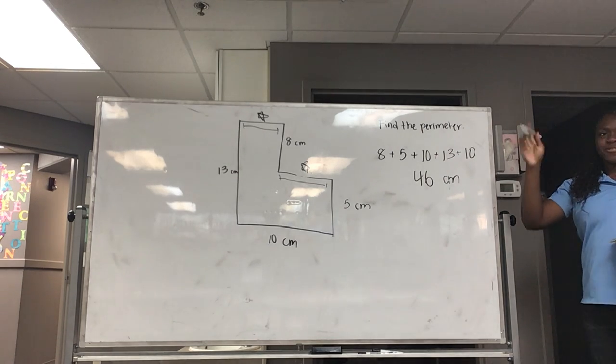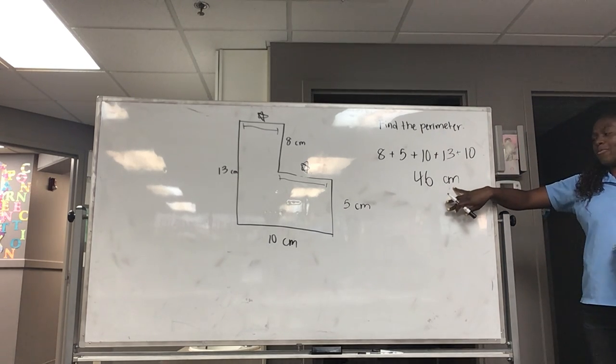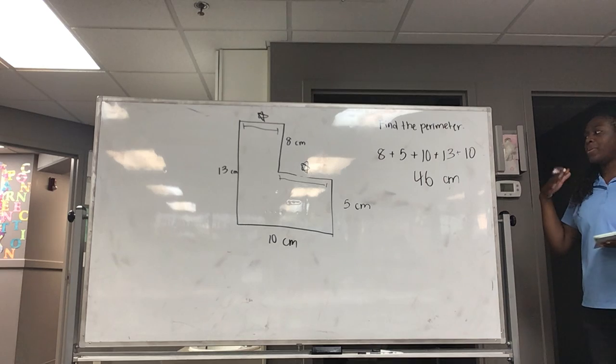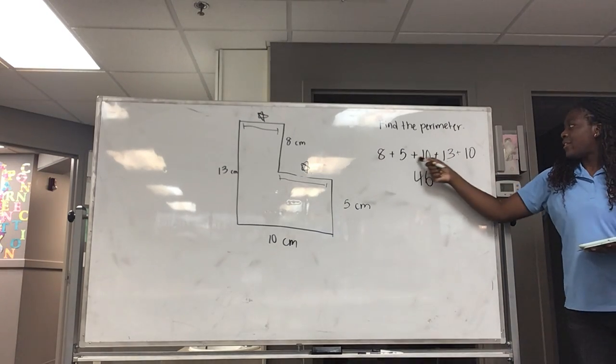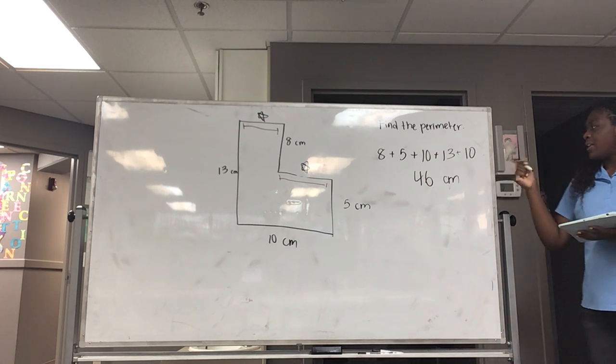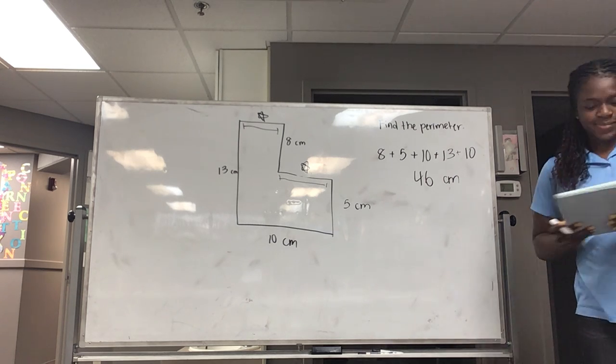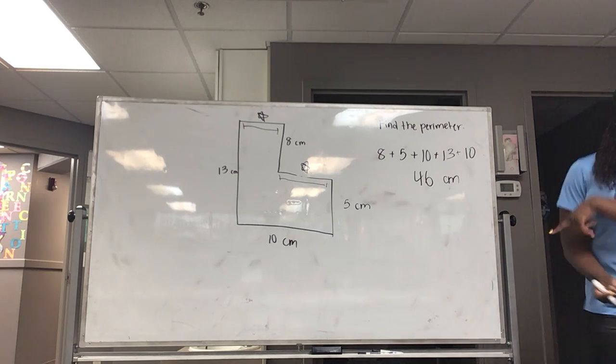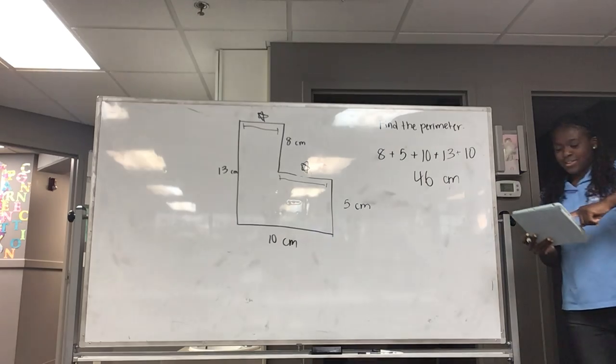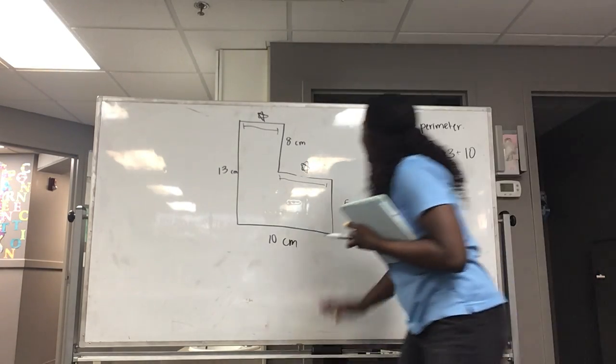And then remember, if we're doing perimeter, it's just centimeters, but if we talk about area, it would be centimeters squared or meters squared. But yeah, so 8 plus 5 plus 10 plus 13 plus 10 is 46. Okay, any questions about this? Alright, we'll do one more perimeter one.